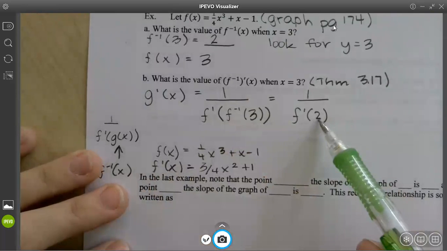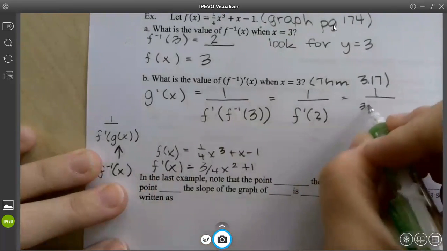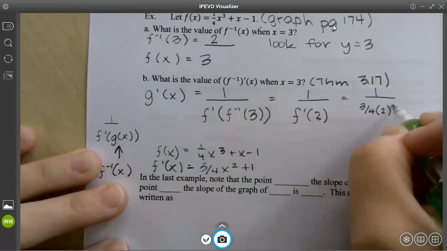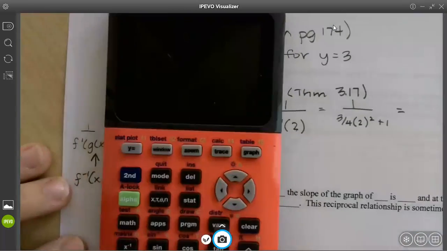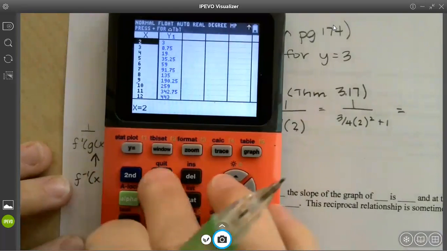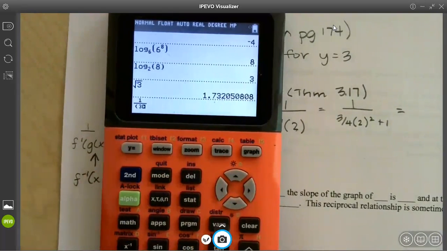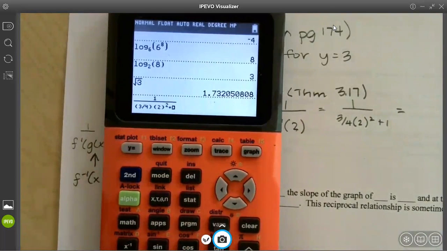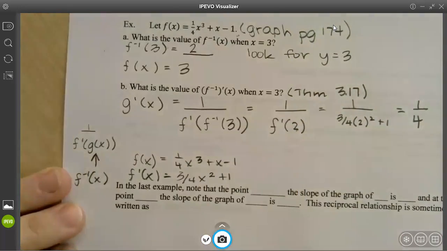What does this say to do? Plug 2 in. So 1 over 3/4 2 squared plus 1. You guys can put that into your alpha y equals 1 over 3/4 2 squared plus 1. And we get 1/4.